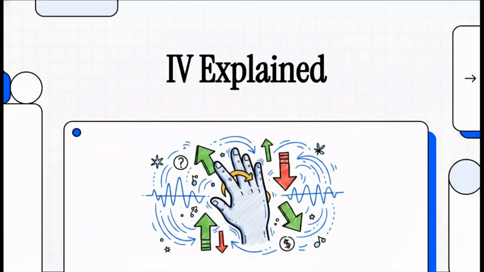Welcome to this explainer. Okay, tell me if this sounds familiar. Have you ever placed an options trade, watched the stock move exactly the way you predicted, but somehow you still lost money? If you trade options, I can almost guarantee you felt that exact sting. It's literally the worst, right?